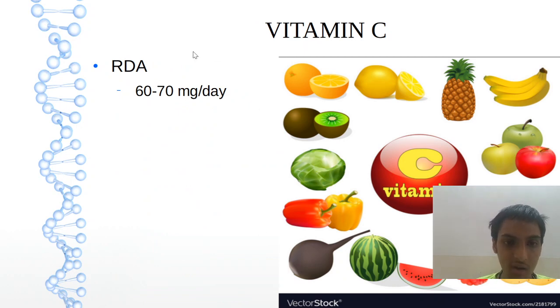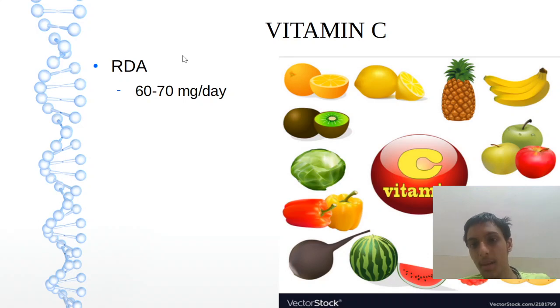RDA and the sources now. So RDA is 60 to 70 milligrams per day. Sources. Please remember, vitamin C, C for citrus fruits. So whatever citrus fruit you take, you will get a good amount of vitamin C. And there are some others like pineapple, banana, apple, strawberry. The berries also will be rich in vitamin C. Turnip, potato, cabbage, bell peppers. All these will be rich. Watermelon, we call tarbooz in Hindi, right? But main sources will be the citrus fruits.